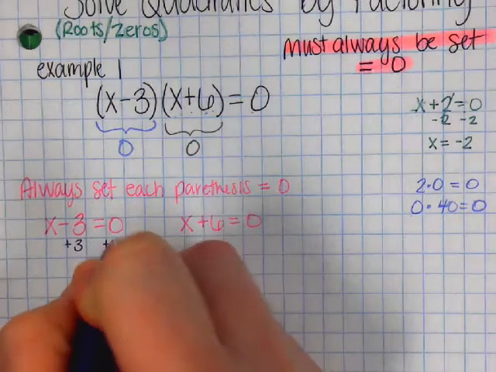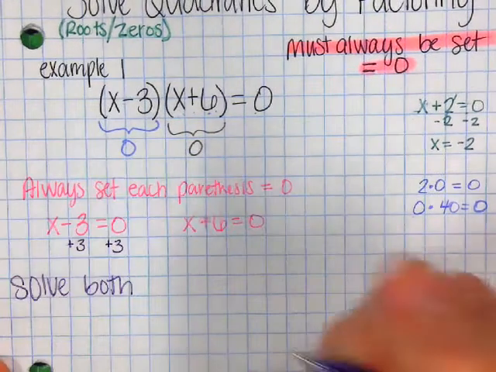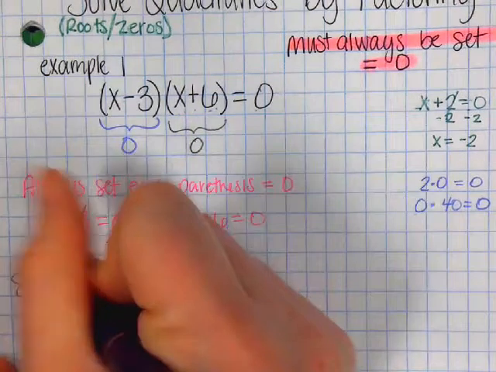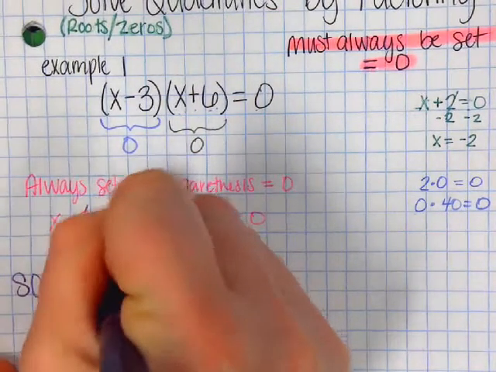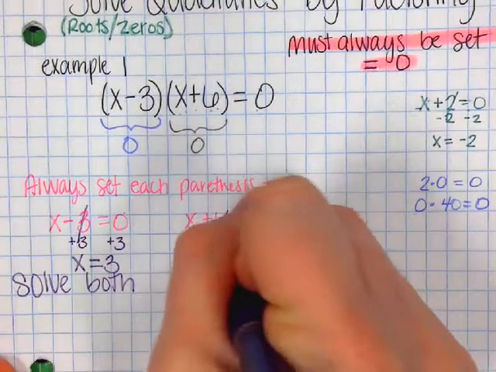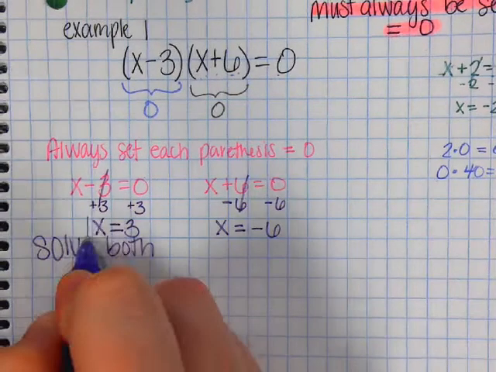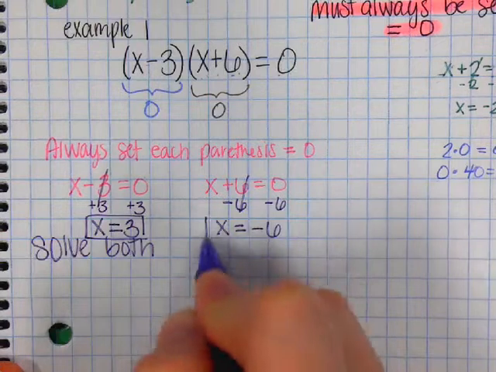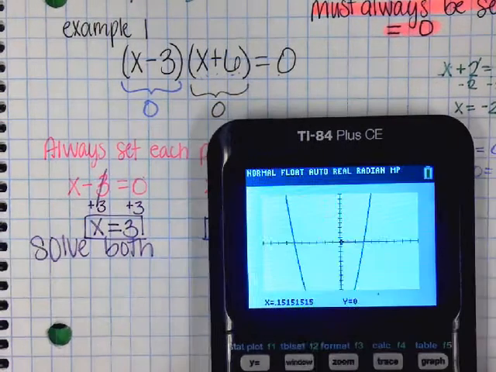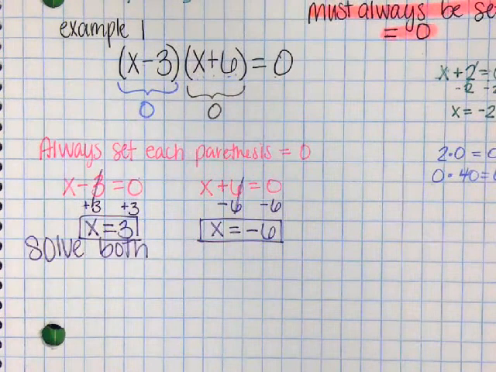Then I'm going to just solve both. So I added 3. 0 plus 3 is 3. So x equals 3. And then I'm going to subtract 6 on this one. So x equals negative 6. So solve both. So you have this one and this solution. Remember, we just found those when we looked at our calculator. Negative 6 and positive 3.